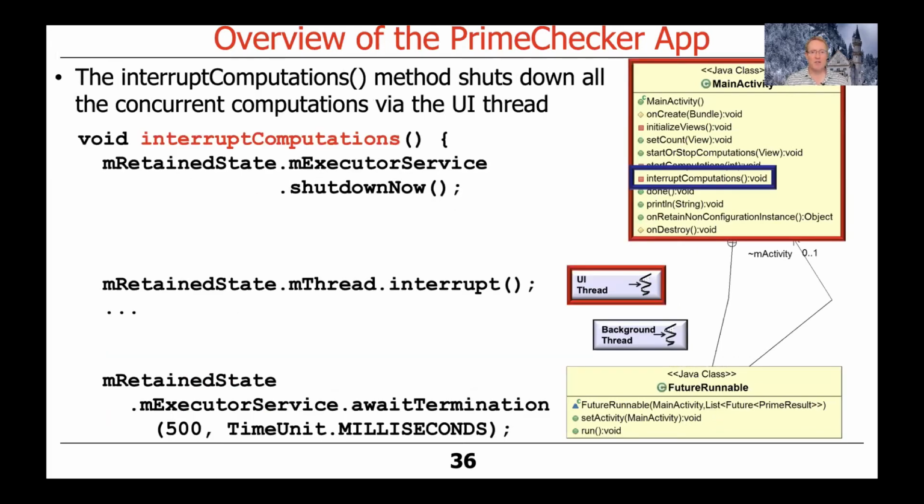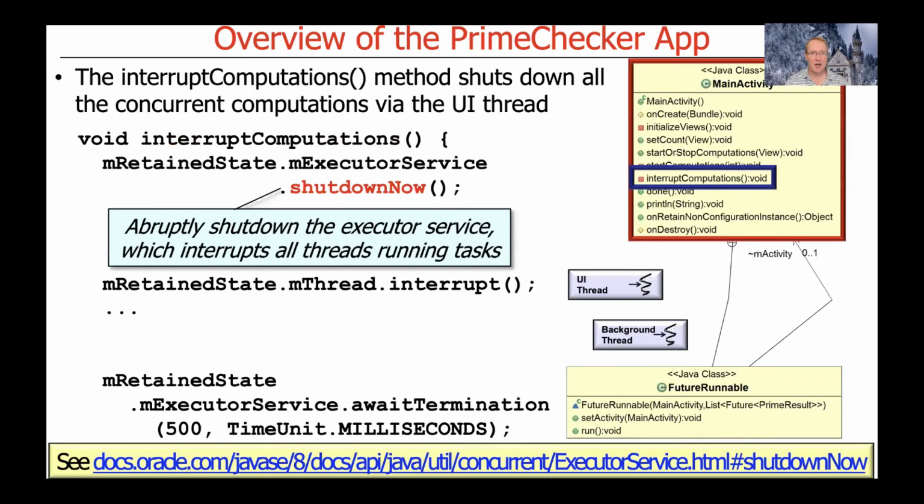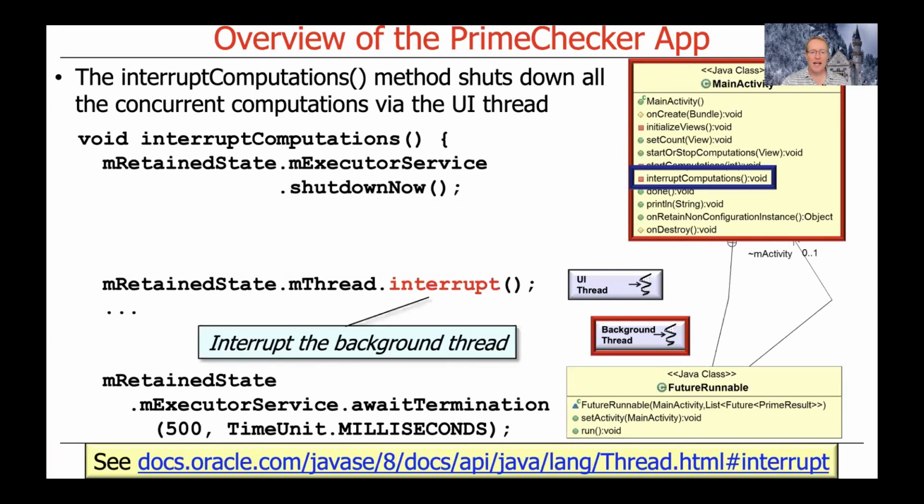Now, the other thing we have here is a very helpful method called interrupt computations. This is what gets called back when a user clicks on that little icon on the app screen, the X that says shut things down. It's the shutdown button, if you will, or the stop button. When the user presses the cancel button, we tell the executor service to shut down now, because we want to get this over with as quickly as possible. And then we also interrupt that background thread that's processing all the futures, so that it will also know to shut itself down.